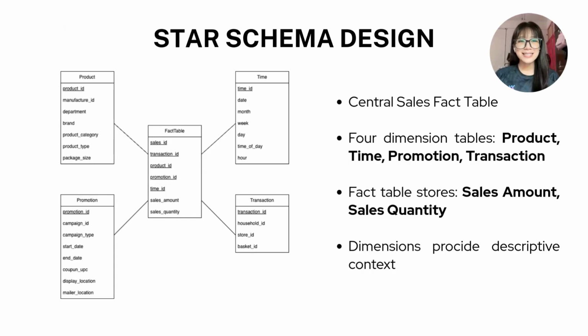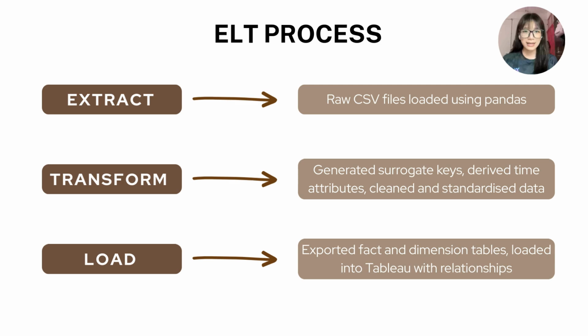A star schema was designed to support efficient analytical queries. The model consists of a central sales fact table connected to 4 dimension tables, which are product, time, promotion, and transaction. The fact table stores sales amount and sales quantity, while the dimension tables provide descriptive context for slicing and aggregating the data.